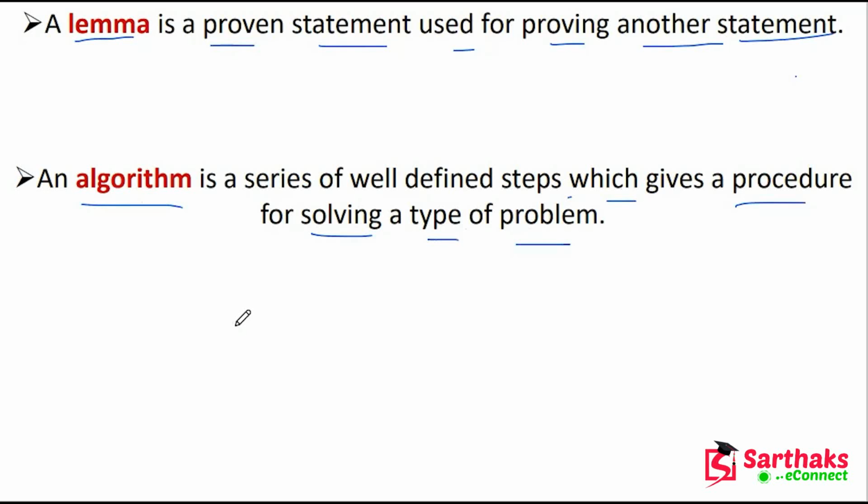So he states that an algorithm is a series of well-defined steps which gives a procedure for solving a type of problem. Okay, so I hope you understand this point. So now we will move on.